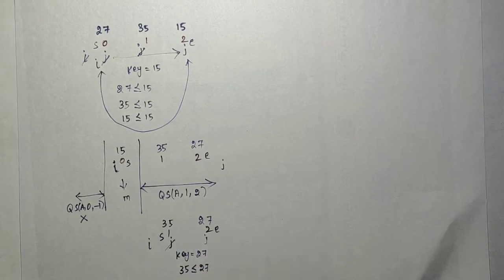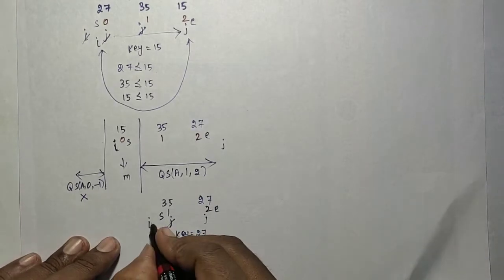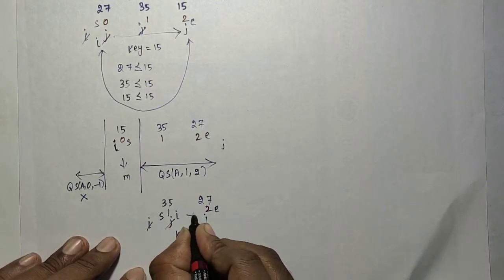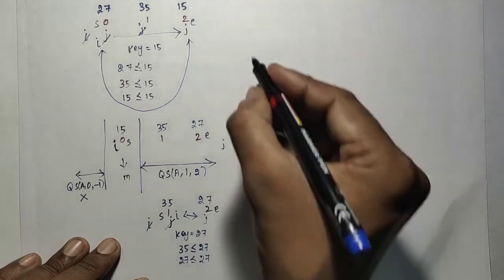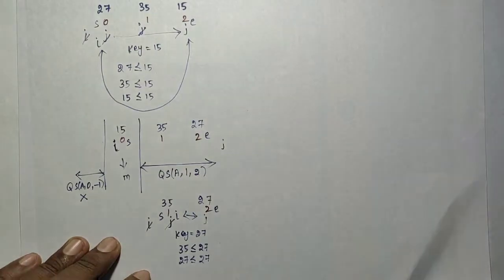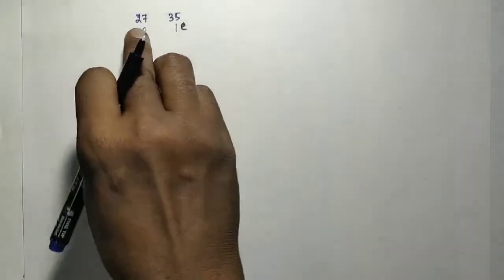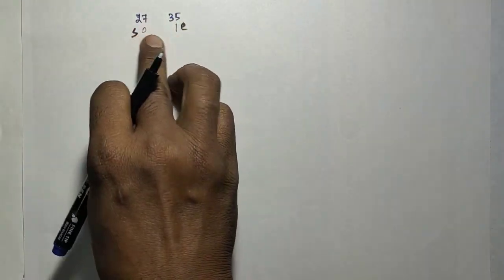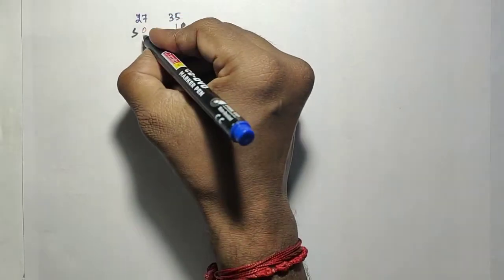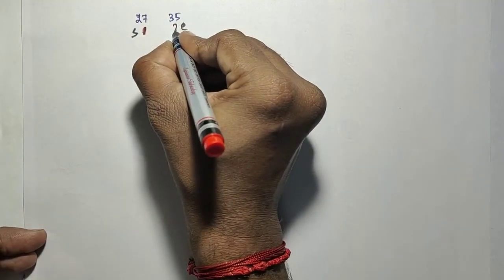Then is 27 less than or equal to 27? The condition is true. What is happening? Move i, and then swap these two values. So after swapping i and j, we get 27 and 35, at indexes 0 and 1. This is s and this is e. The i value is pointing to 1. So actually this is 1 and 2.